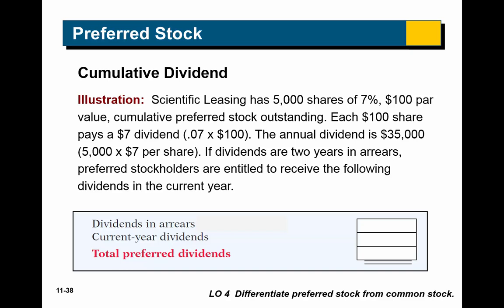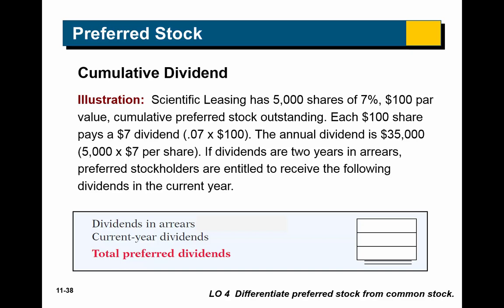Scientific Leasing has 5,000 shares, 7%, $100 par value, cumulative preferred stock. So 7% $100 par means that the dividends it will pay are 7% of the par value, or $7 per share. So each $100 share pays a $7 dividend. The annual dividend is $35,000. If dividends are 2 years in arrears, preferred stockholders are entitled to receive the following dividends in the current year.